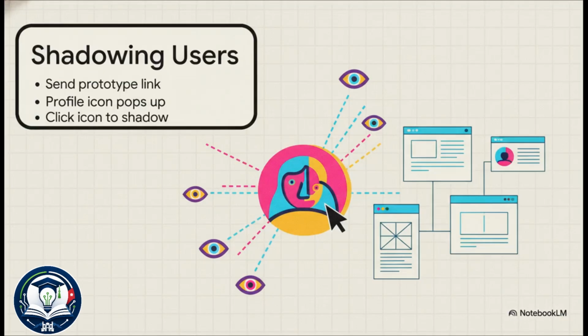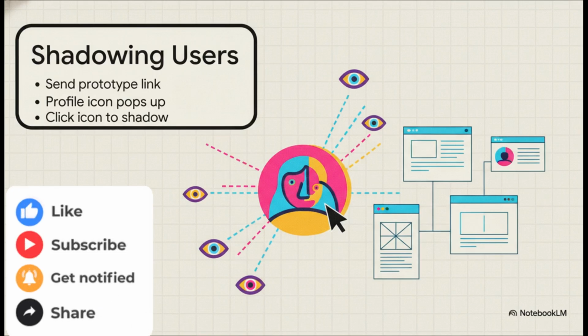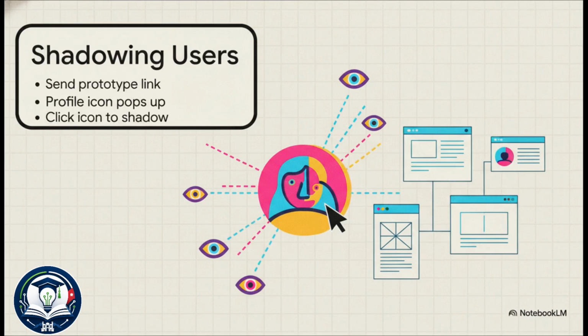Once you share that link, you unlock what I think is literally Figma's greatest superpower, user shadowing. You send the link to a tester or a stakeholder. When they open it, you are going to see their little profile icon pop up right in the top right corner of your screen. If you click on that icon, you instantly start shadowing their live interactions. You see exactly what they are clicking and exactly where they are getting stuck.